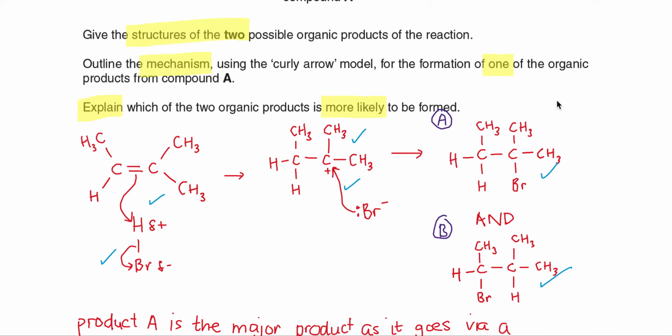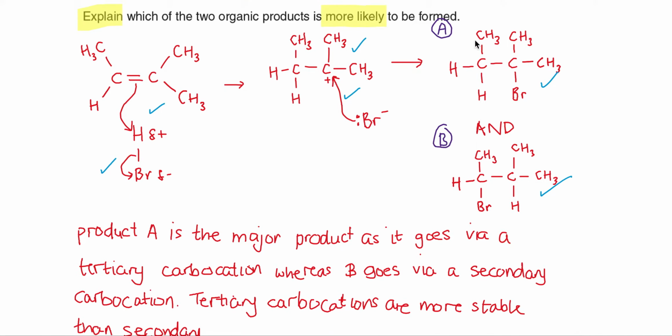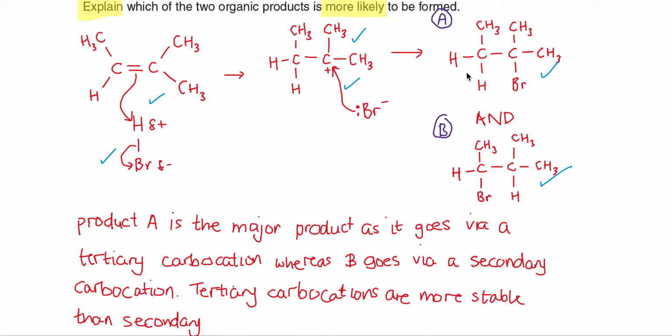Right, and the other thing that we need to do, so we've done the structures of the 2 possible products, we've done the mechanism to show one of the organic products, and we now need to explain which of the 2 organic products is more likely to form. So I've just labelled this one A and this one B, and A is the one that's the major product, and the reason for that is A is formed from this tertiary carbocation, whereas B would be formed from a secondary carbocation. And then you need to make a statement that a tertiary carbocation is more stable than secondary. And that is the other possible mark.